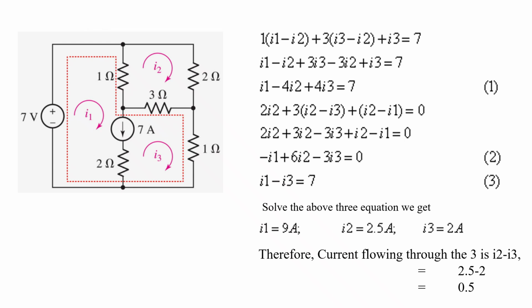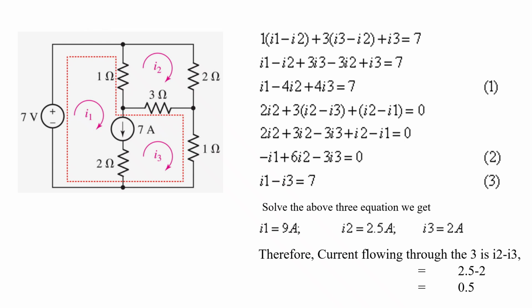Now we have equations 1 and 2. As per the condition, we got 2 loops, so 2 equations. But the branch that we eliminated, we should not eliminate totally from the circuit. So we have to consider the current flowing through the 7 amps source. That is nothing but I1 minus I3, because I1 is incoming and I3 is outgoing. So I1 minus I3 is 7 amps current. So that also we have to put.